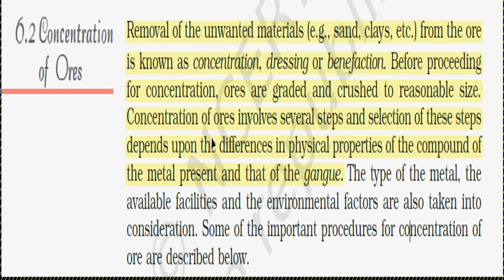Now concentration of ores involves several steps, and the selection of these steps depends upon the differences in physical properties of the compound of the metal present and that of the gangue. So depending on the metal and gangue present in the ore, different methods of concentration are used.